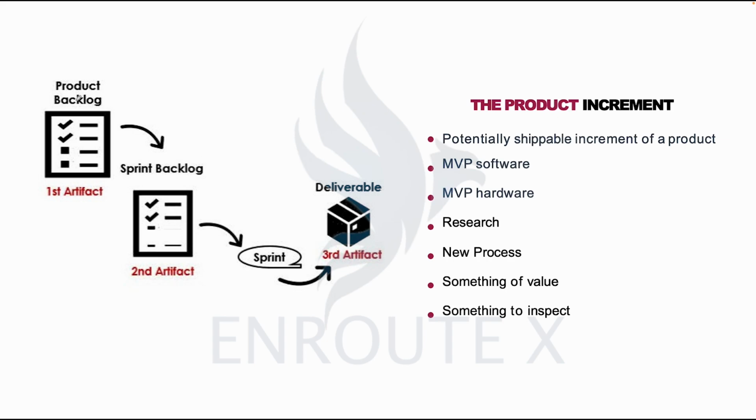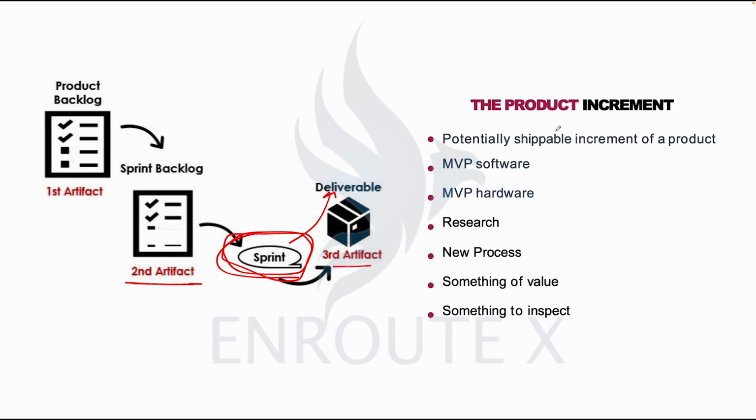So quickly again, from the product backlog, the first artifact, we have some work items, duties or tasks moved into the sprint to be worked on in the course of the sprint. That's what gives us the sprint backlog, the second artifact. And in the course of the sprint, it's worked on and delivered as the increment, the third artifact.